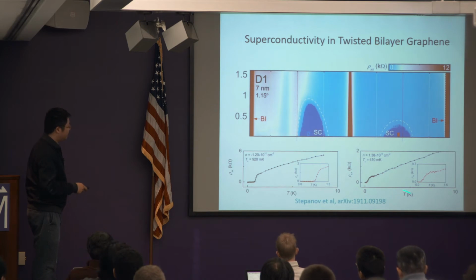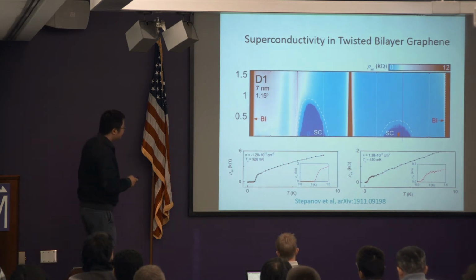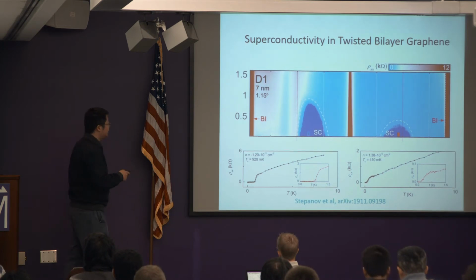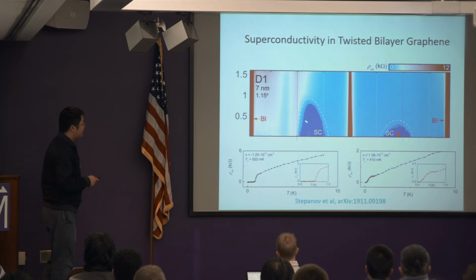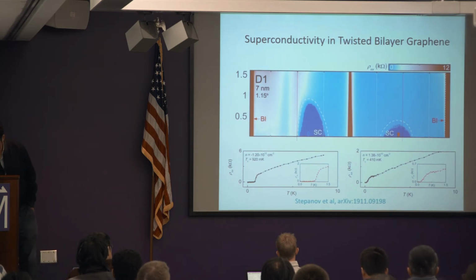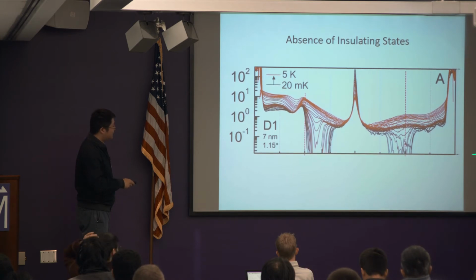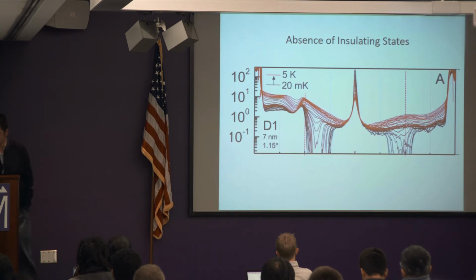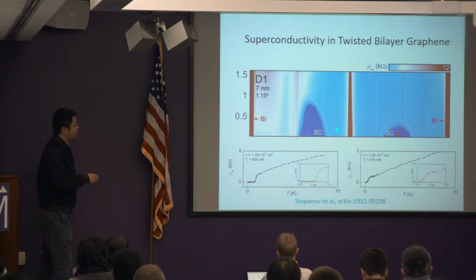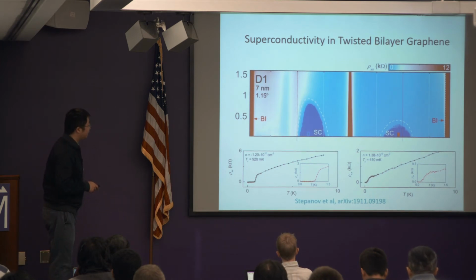So for example, this is work from the Dean's group very recently. This is a device where the twisted bilayer graphene is relatively close to the metallic gates. The distance is 7 nanometers. In this device, the y-axis is temperature, the x-axis is density, and there are no insulating states at any density. If you look at the resistance as a function of density for different temperatures, at all temperatures and all densities, the resistance decreases as you lower the temperature. So there are no insulating states at all, and yet superconductivity, the superconducting dome, is still present.